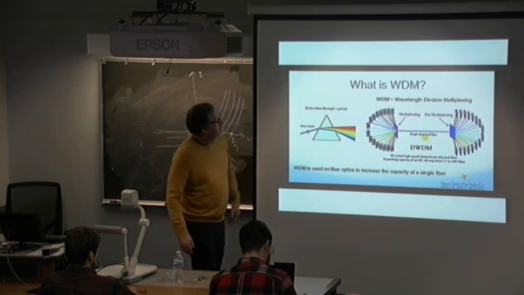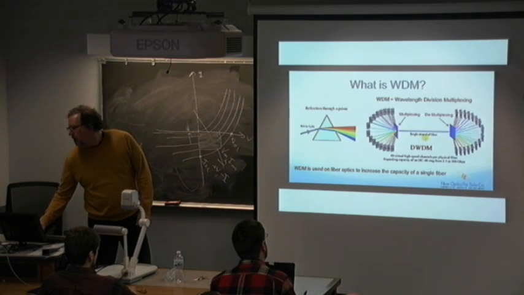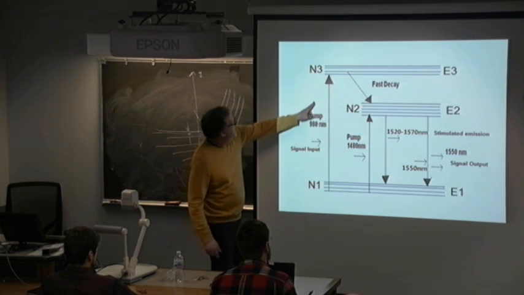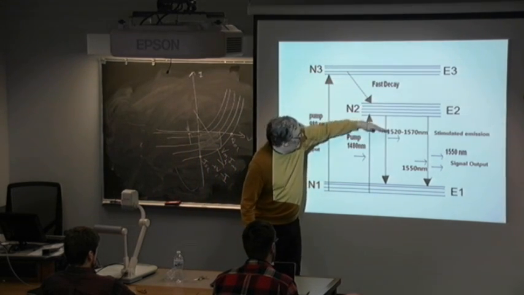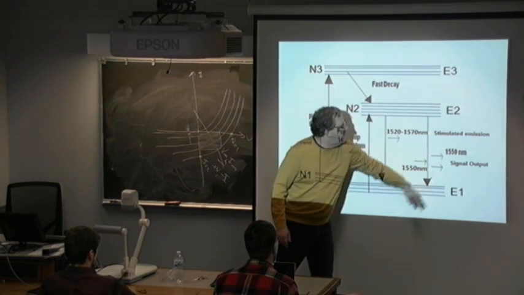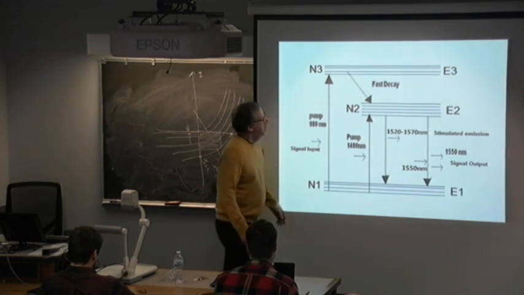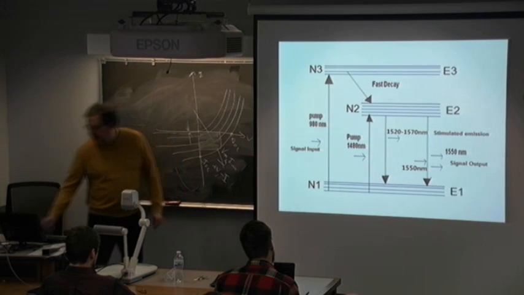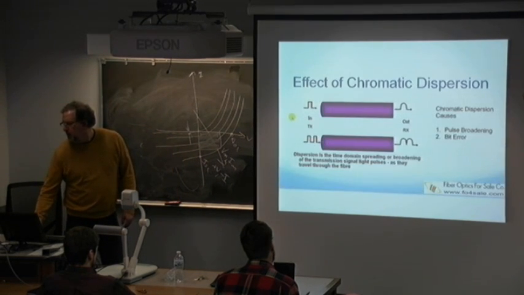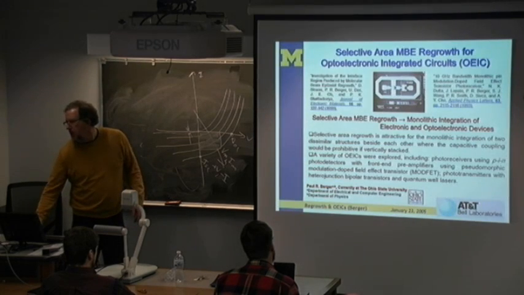So here's your Pink Floyd cover art for wavelength division multiplexing. Here's how you photo pump it with a 980 pump laser, and then you get the stimulated emission. The photon comes in, and you get 2 photons out, stimulated emission, relaxing from the E2 to the E1. Here's where it comes in, boosted signal, and here's the dispersion.